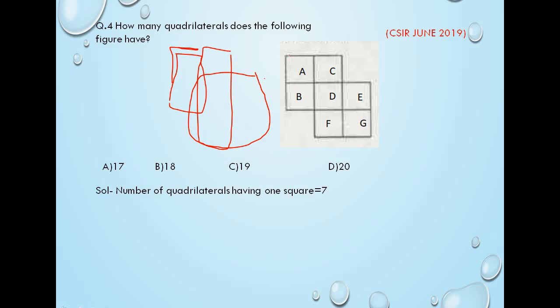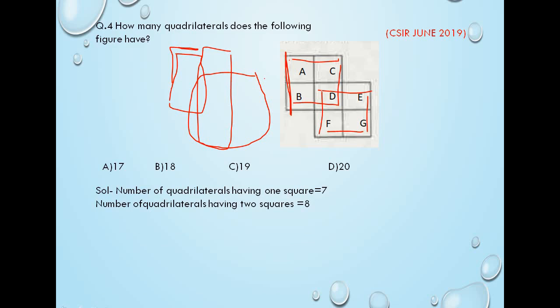Now to determine the number of quadrilaterals having 2 squares, we need to combine these squares in 2, like AB, AC. So how many quadrilaterals will there be? Count with me. 1 AB, then 2 AC, then CD 3, then this 4. This 5, this 6, this 7, this 8. So the number of quadrilaterals having 2 squares will be 8.